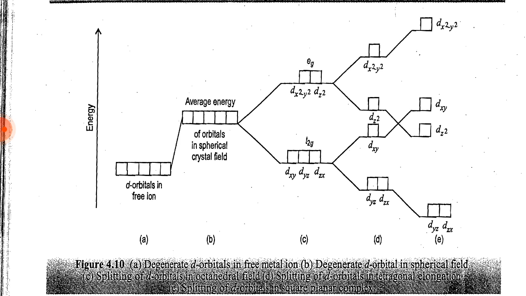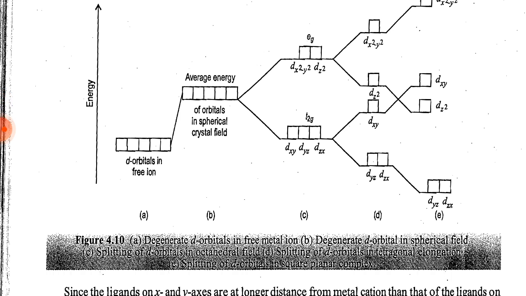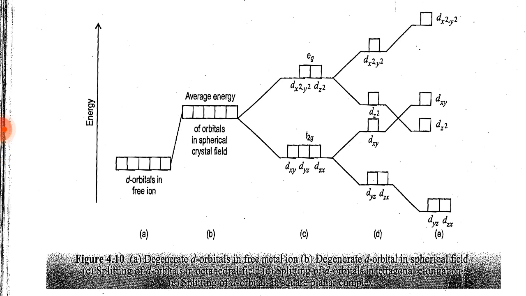A, degenerate d orbitals in a free metal ion. In B, average energy of orbitals in a spherical crystal field, degenerate d orbitals in a spherical field. In C, the d orbitals will be split after consuming some energy, splitting of d orbitals in an octahedral field. Then in D, splitting of d orbitals in tetragonal elongation, and in E, splitting of the orbitals in a square planar complex. So in this D section there will be tetragonal elongation, and in E section square planar complex formation will be there.